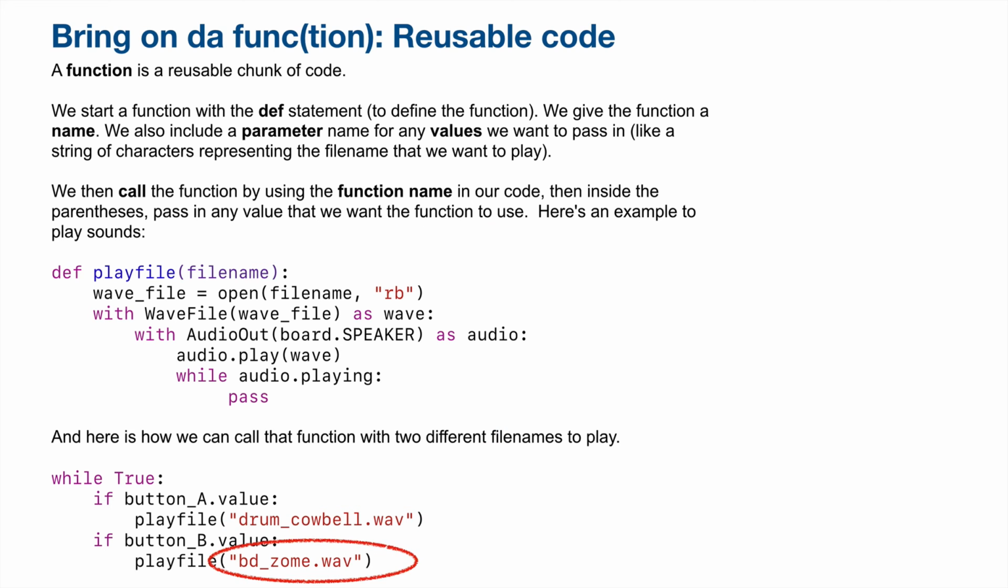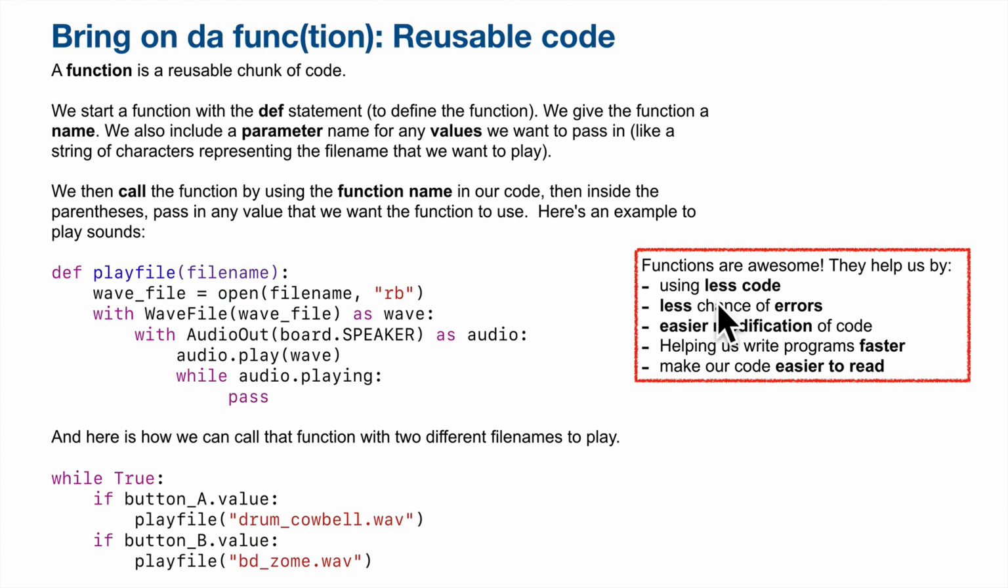Similarly, if you press button B, we call playFile and pass in as our value bdzome.wave, and that's going to send it up to our playFile function. When we run this little chunk of code at this point in time, bdzome.wave is going to be inside file name, and that's going to be the file name that we play.